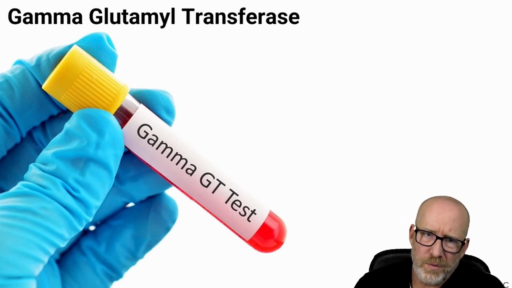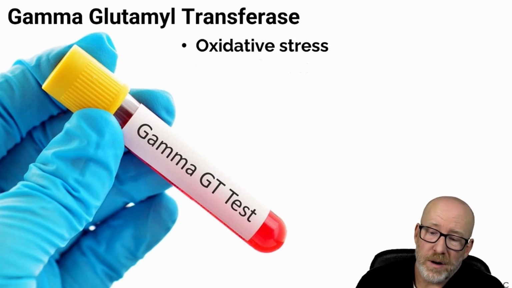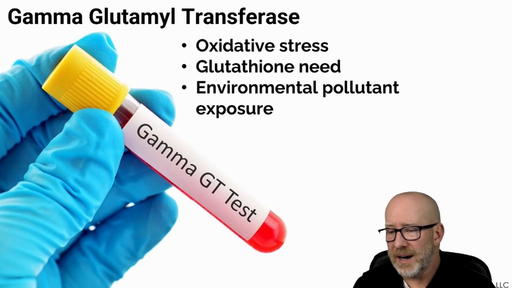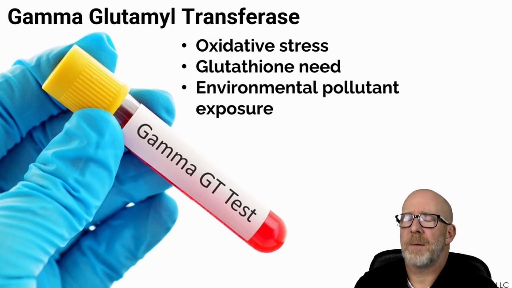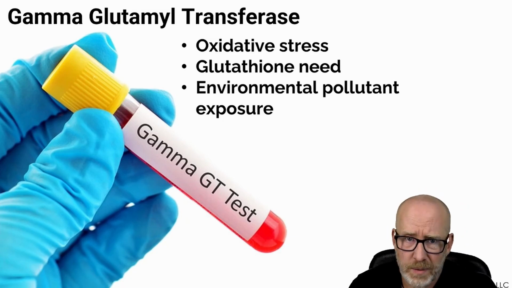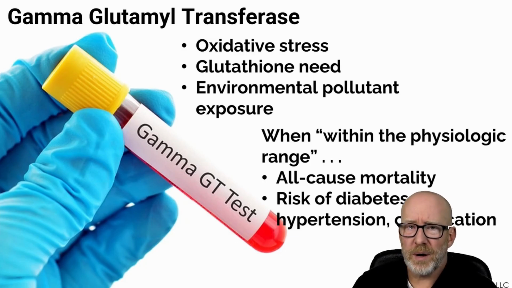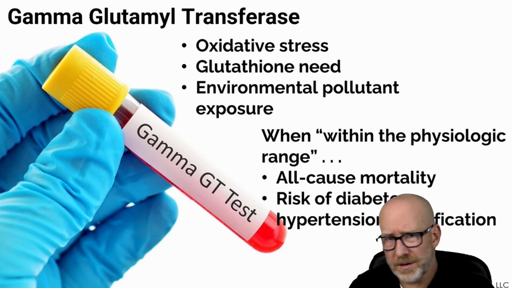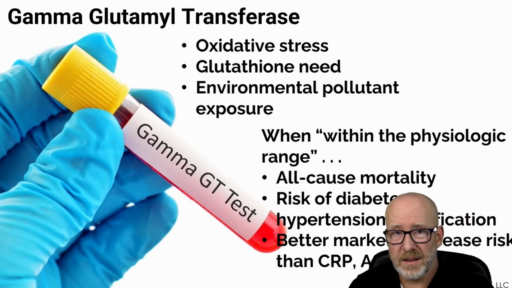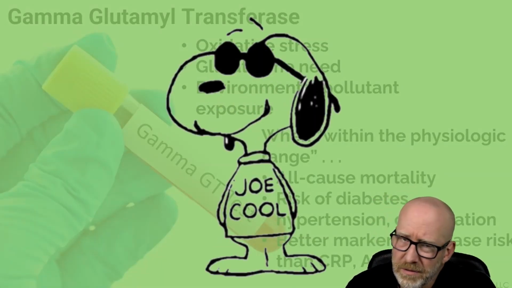More updated versions of why GGT is high normal, and there's a lot of literature on this, is that it's a marker of oxidative stress, specifically of glutathione need, possibly in the liver, as well as environmental pollutant exposure. Now look at this. Many papers say that GGT, when in the high normal range, or within the physiologic range, which means within the laboratory range, is associated with all-cause mortality, a greater risk of things like diabetes, hypertension, arterial calcification, cancer, and is a better marker of disease risk than things like CRP. That is far better, far cooler information.